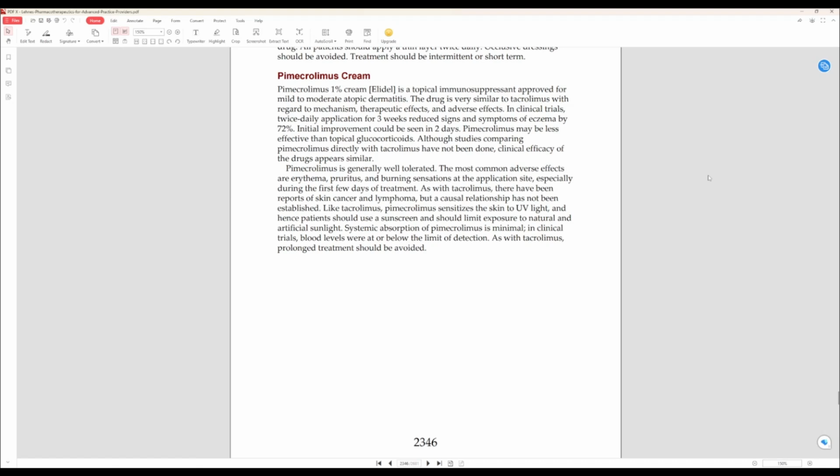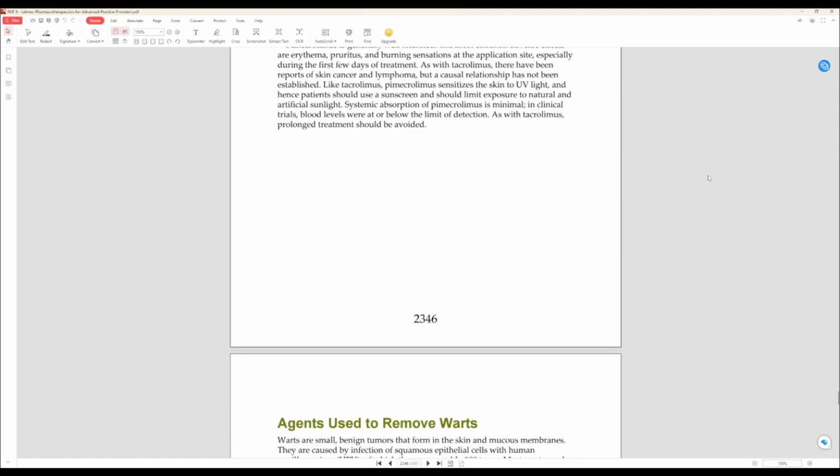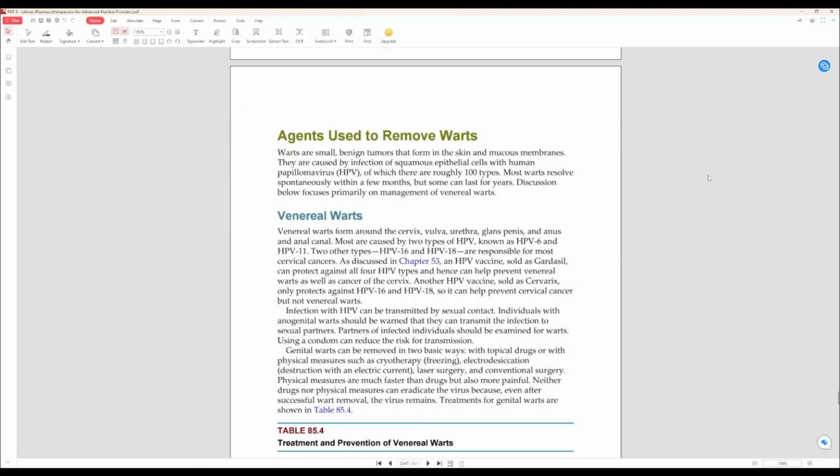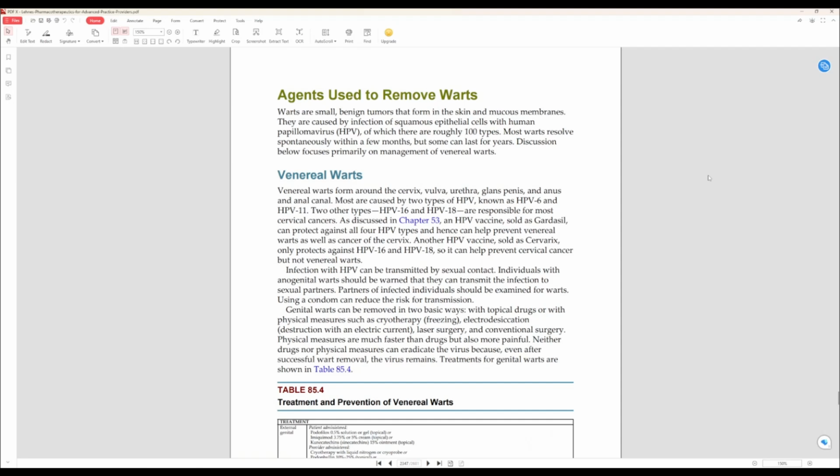Systemic absorption of pimecrolimus is very minimal, and in clinical trials, blood levels were low, below the limit of detection. So, as with tacrolimus, prolonged treatment needs to be avoided. Which now brings us to agents used to remove warts.